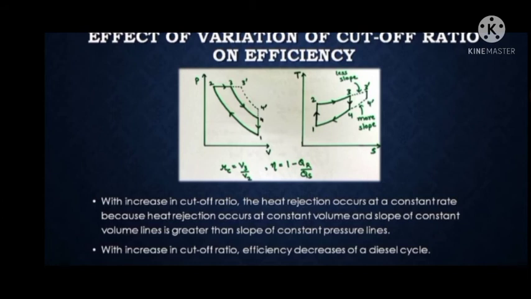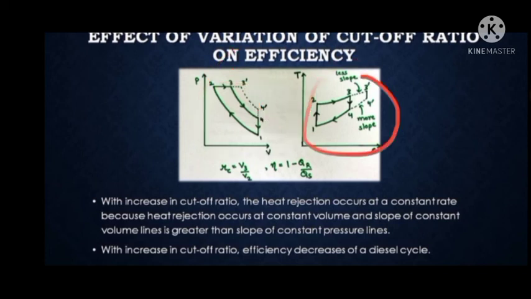Now, many times a question comes in exams: if you increase the cutoff ratio of the diesel cycle, will the efficiency increase or decrease? So many times this question has come in IES as well as in the GATE examination. So the heading is effect of variation of cutoff ratio on efficiency. As you can see, 1, 2, 3, 4 is the original diesel cycle, and the condition is increase in cutoff ratio. So 1, 2, 3 dash 4 dash is a new cycle. We have drawn this cycle in the PV diagram.